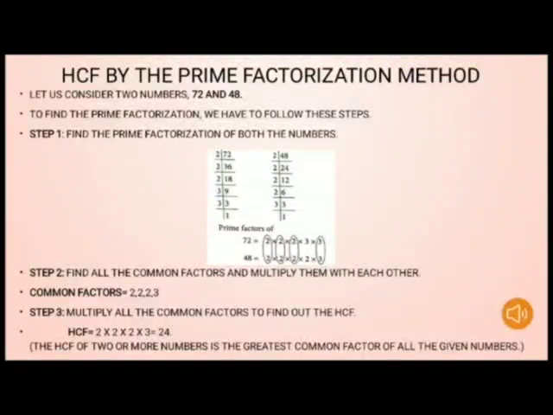Now we will see step 2. Find the common factors of the given numbers. When we find the common factors, we write them as 2, 2, 2, 3. Now in step 3, we will multiply all the common factors to find the HCF. So therefore, HCF will be 2 multiplied 2 multiplied 2 multiplied 3 equals 24. So the HCF of two or more numbers is the greatest common factor of all the given numbers.